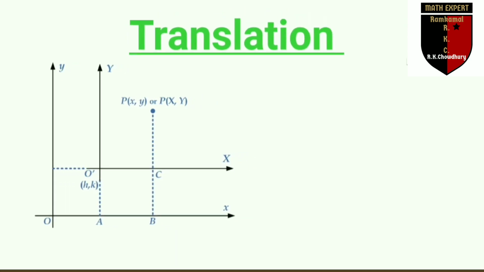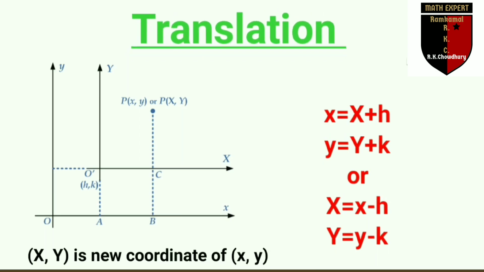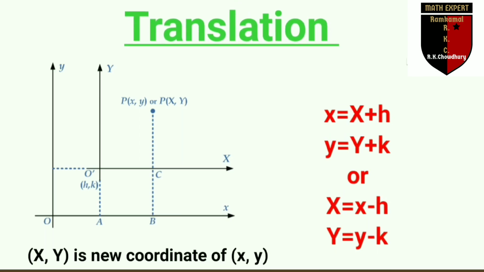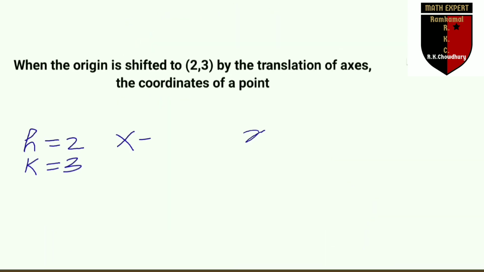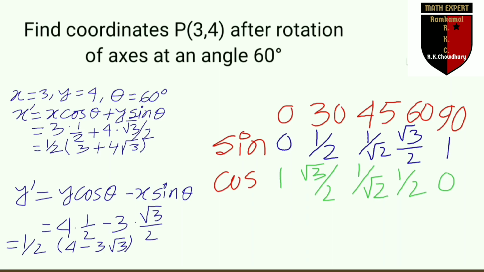So small x is equal to capital X plus h and small y is equal to capital Y plus k, and x dash is equal to x cos theta plus y sin theta and y dash is equal to y cos theta minus x sin theta. Let's take a few problems on translation and rotation. Please pause the video and go through the solutions.